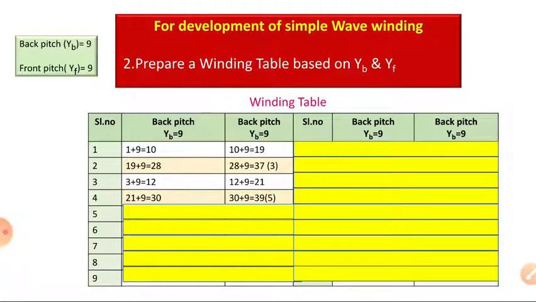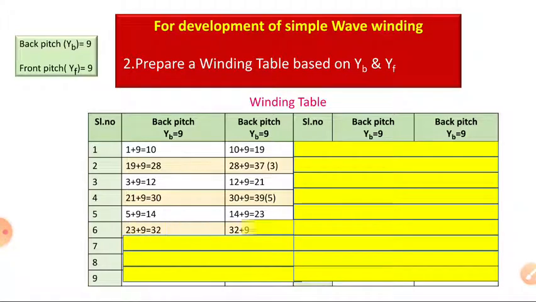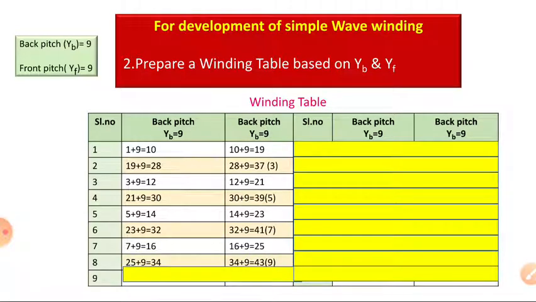Next, 21 plus 9 is equal to 30, and 30 plus 9 is equal to 39, there is no 39, so 34 minus 39 is equal to 5. And 5 plus 9 is equal to 14, and 14 plus 9 is equal to 23, and 23 plus 9 is equal to 32, and 32 plus 9 is equal to 41, there is no 41, so 7. And 7 plus 9 is equal to 16, and 16 plus 9 is equal to 25, and 25 plus 9 is equal to 34, 34 plus 9 is equal to 43, so we can write it 9.